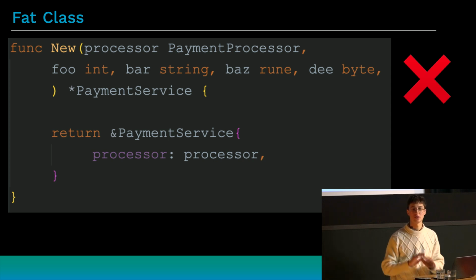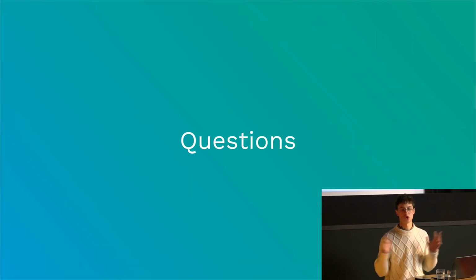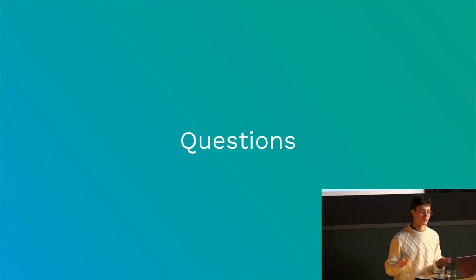There are also lots of other anti-patterns, such as, for example, fat class. It's when you have too many arguments passing through your constructor, which you don't really use, but it's more about the single responsibility principle than about dependency inversion, so I won't go too deep into this today.